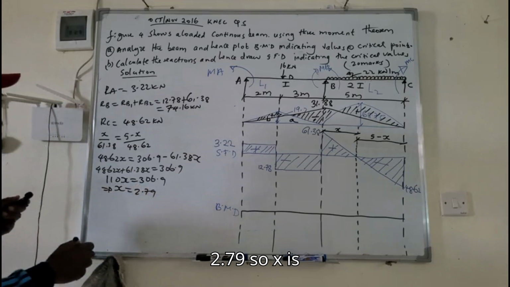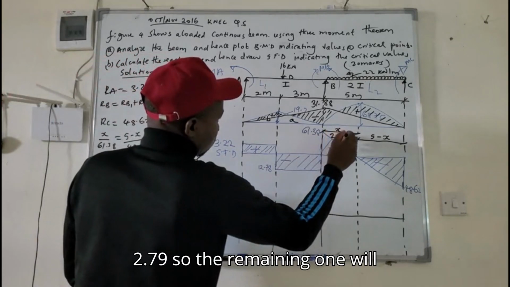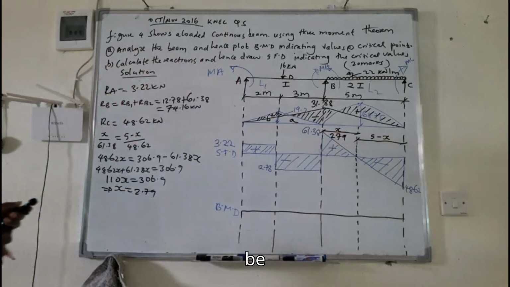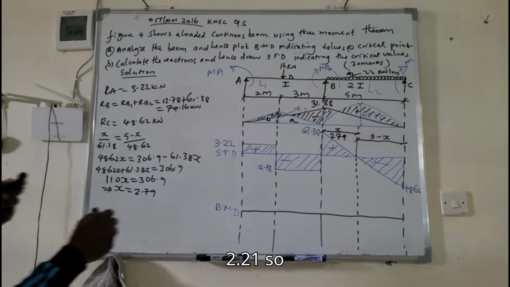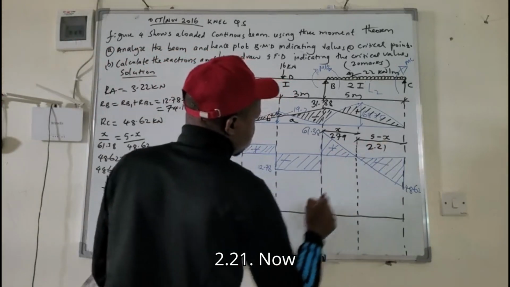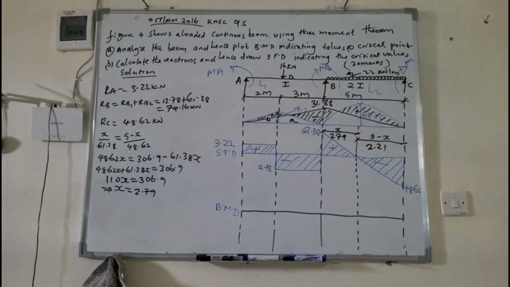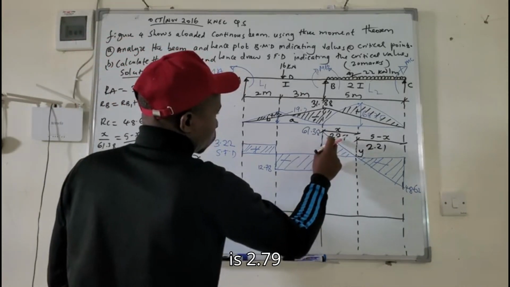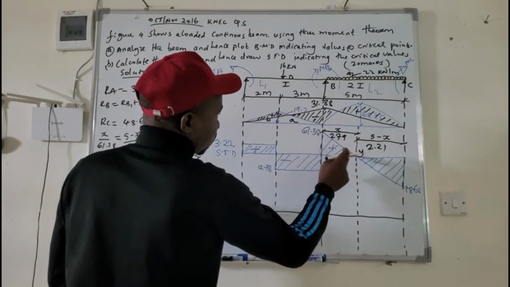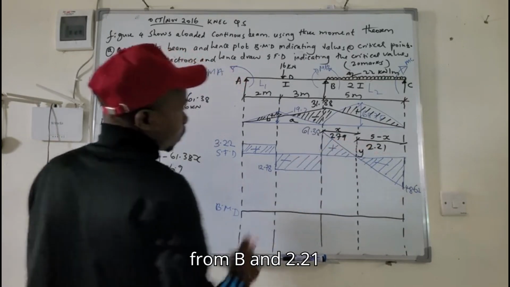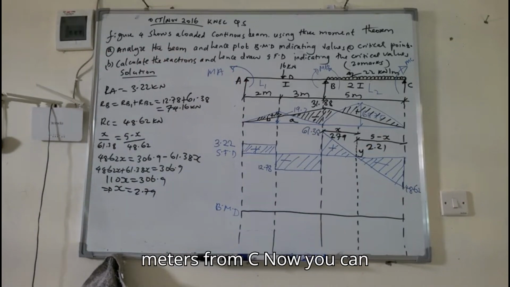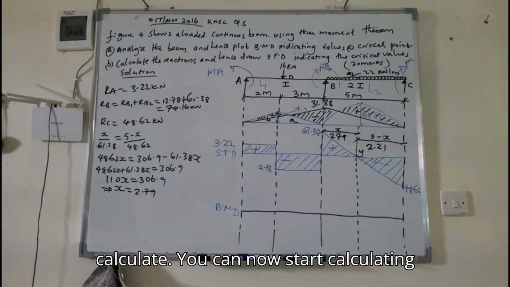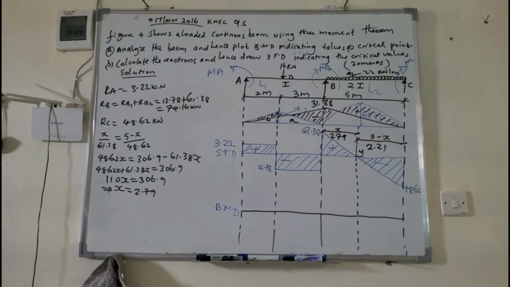2.79. So x is 2.79. So the remaining one will be 2.21. Now you can comfortably say that our point Y is 2.79 from B and 2.21 meters from C. Now you can start calculating our bending moment.